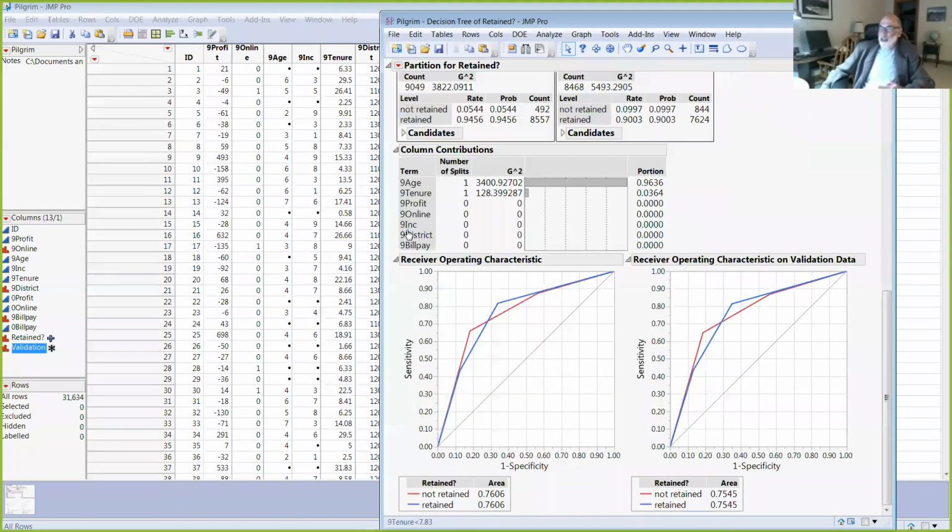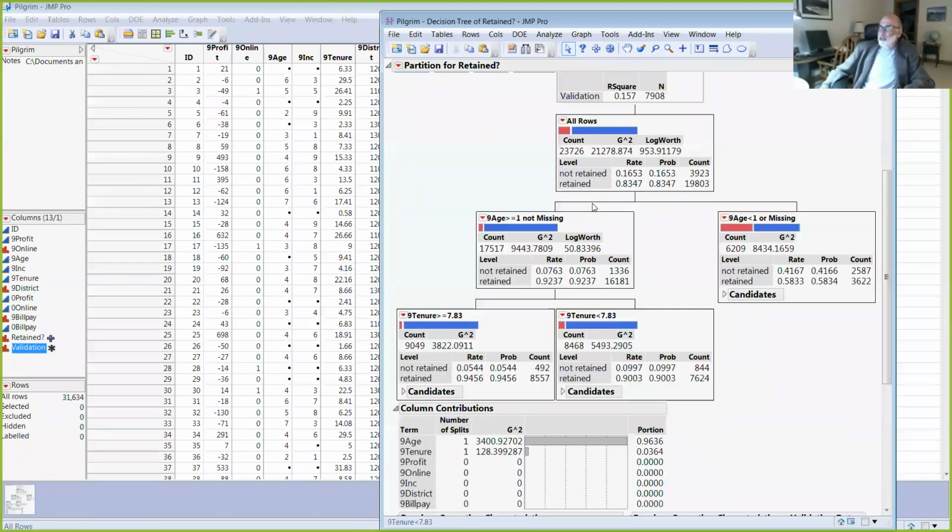If you do split again, the next best split is looking at those where the age was not missing. Have they been with the bank more than 7.8 years or less? If they've been more than 7.8 years, the customer churn reduces to 5.4%, whereas it's 10% if they've been with the bank less than 7.8 years. That's the next best place to split.